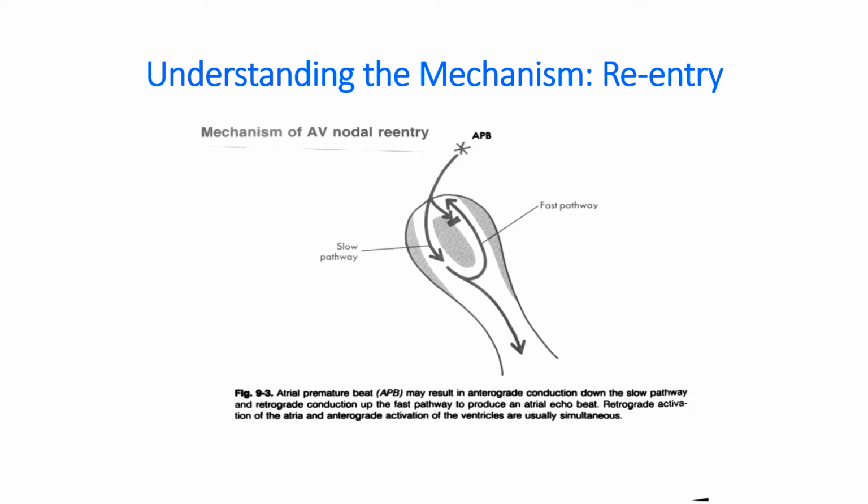So premature beats arriving in the AV node may find some pathways that are still refractory and unable to conduct, and other pathways conduct normally through the bundle of His, and therefore you can have a cycle that's stuck in a re-entry and causes a very fast heart rate.